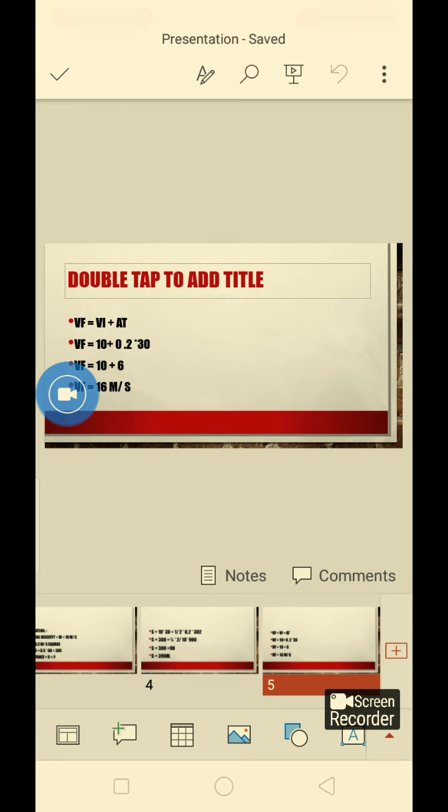Further solving using the formula Vf is equal to Vi plus at, we find the final velocity of the car. So Vf is equal to Vi, which is 10, plus at. A we have 0.2 multiplied by 30. The final form we get is Vf is equal to 10 plus 6, so Vf is equal to 16 meters per second. So the distance we get is 390 meters, and the final velocity is 16 meters per second. These are the problems related to the equations of motion, which are very simple.